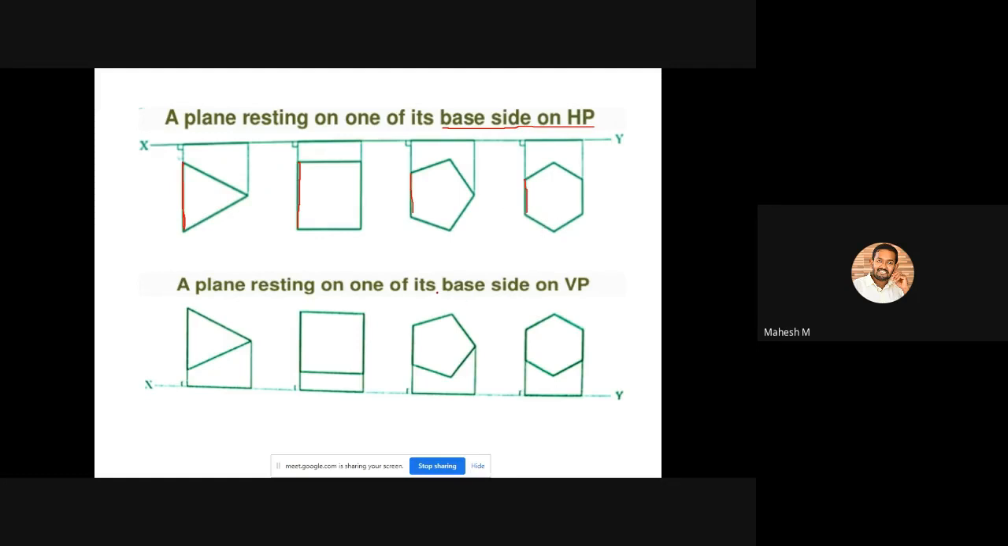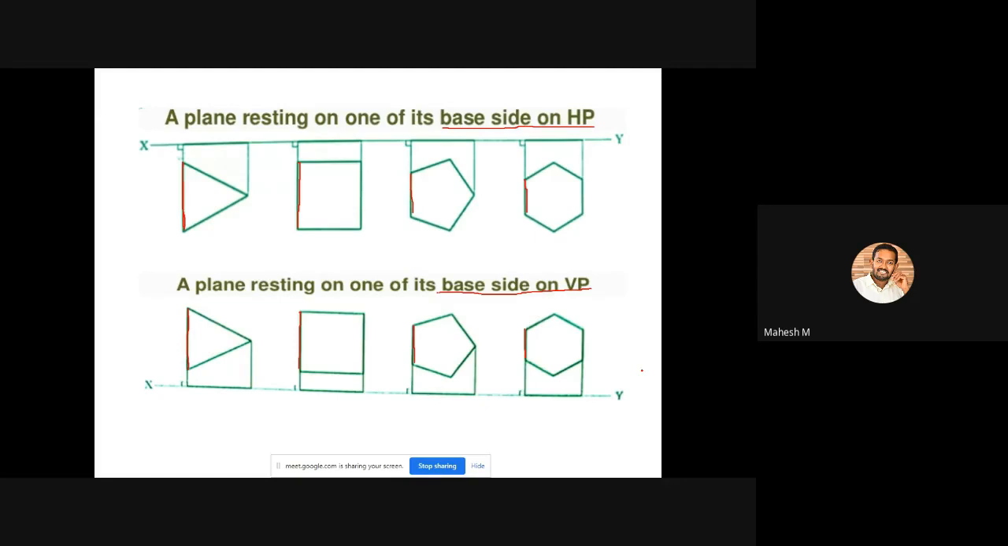Here also it is base side on VP. So you can create your top view exactly on the reference line, and the left side of this diagram should be a side. That means it should be an edge. So the left side of your diagram should be the edge of this plane.